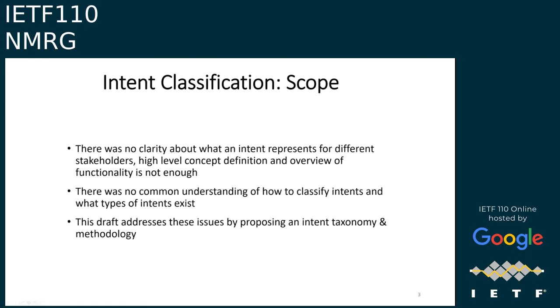So for the scope of this draft, there was originally no clarity about what intent represents for different stakeholders. We had a concepts draft that gave a high-level concept definition of intent, and it also presented an overview of intent networking functionality. But that's not enough. We really needed to give more information and do some classification of different intent types in order to understand what intent represents to different stakeholders. Those stakeholders could be network operators, administrators, end users, customers, etc. There was also no common understanding of how to classify intents and what types of intents exist. Different types of intents were being used in different scenarios, and there was no common taxonomy. So this draft addresses these issues by proposing an intent taxonomy and methodology. Next.